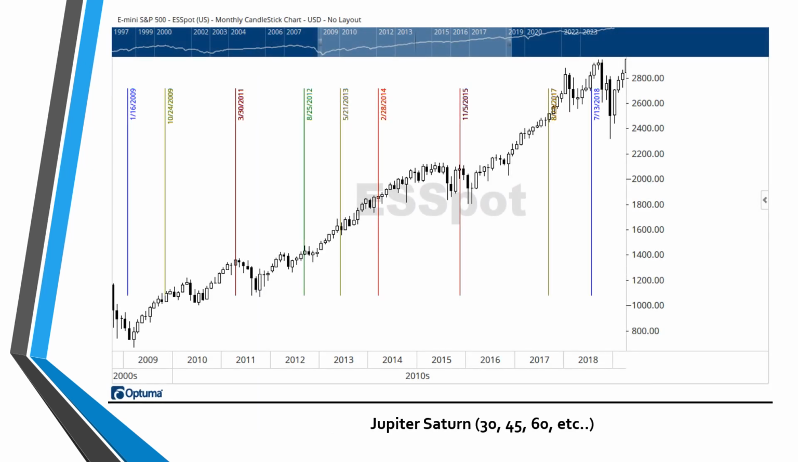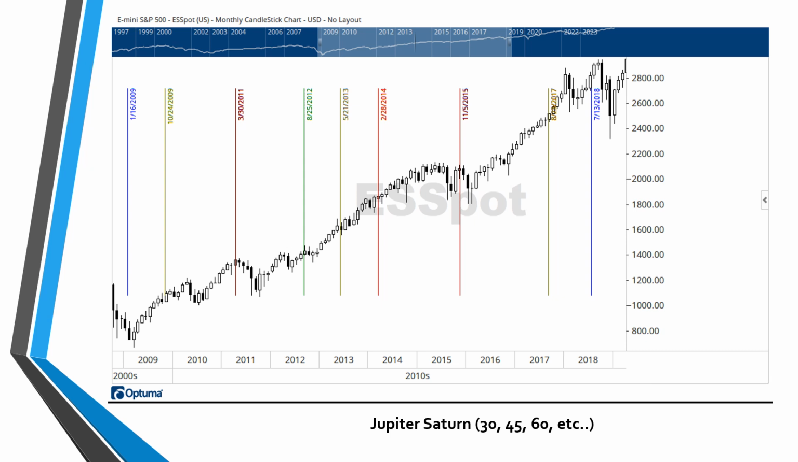So let's continue on here from our 2009 lows. Now, bear in mind that after the financial crisis of 2008, a lot of money was getting shoveled into the system, and people were buying the dip, and the astrology somewhat got obscured during the years in the aftermath of the financial crisis.